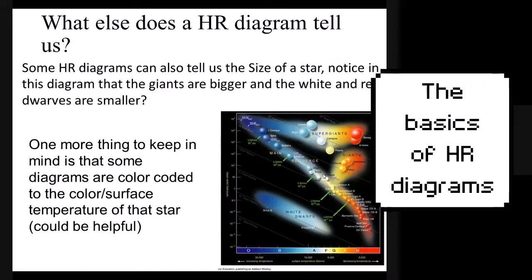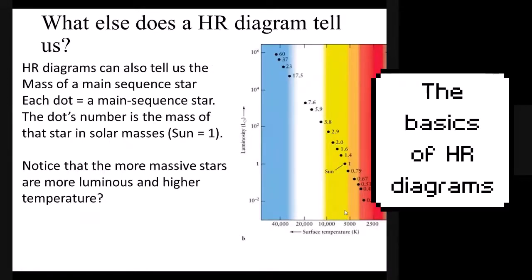Now, I do want to bring one thing over here. Notice that as you go up on the HR diagram, the size of the star gets bigger in the main sequence, whereas as you go down in the main sequence, they get smaller. So even if you get an HR diagram like this and it only gives you the mass, you can kind of figure out the size as well, because you're like, okay, if my mass is 23 times more massive than the sun, I know that star is going to be bigger than the sun. If my mass is half the mass of the sun, I know it's going to be smaller.